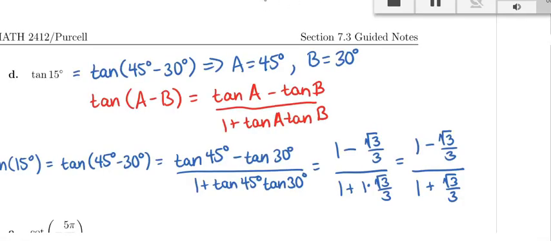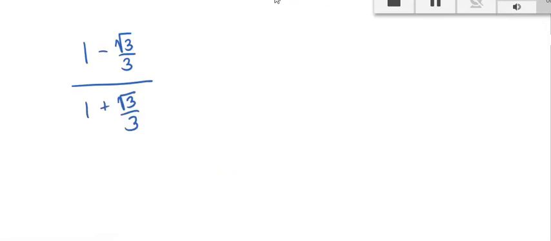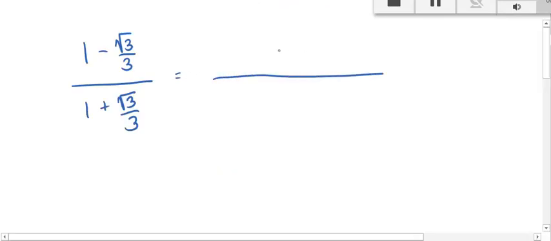Why am I still going here? The reason is because your answers have to be quote unquote simplified. So we've got 1 minus the square root of 3 over 3, and we're dividing that by 1 plus the square root of 3 over 3. We're trying to get this in a simpler format. I'm going to work in the numerator here. I'm going to make this 1 over 1. So a fraction minus a fraction, so we need a common denominator. 1 times 3 is 3, so we need to subtract 2 fractions over 3. The second fraction is already over 3, so we're good.